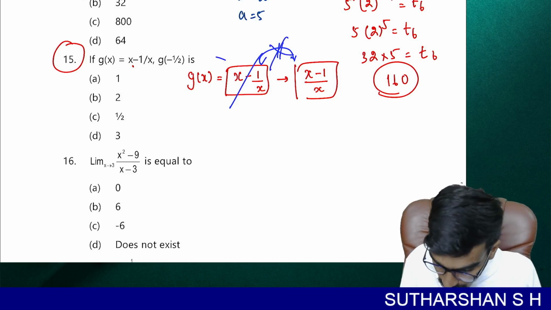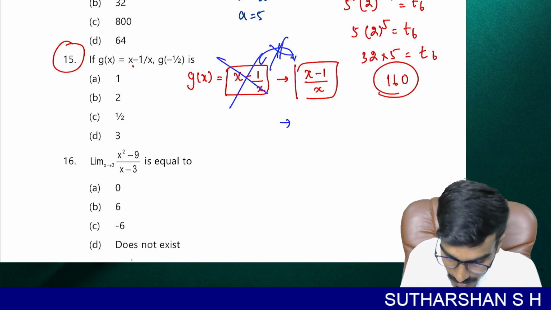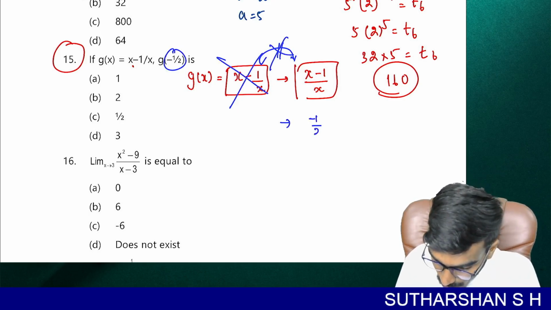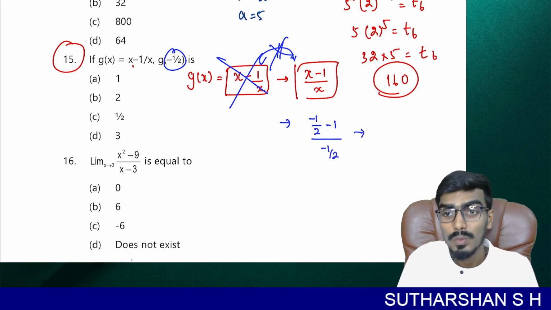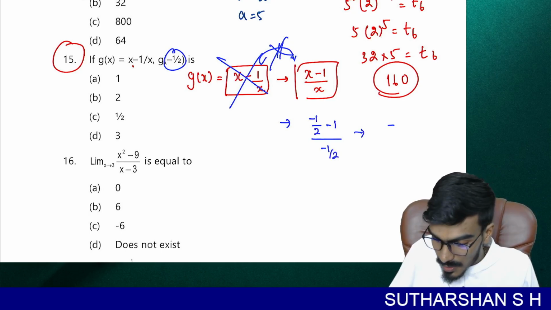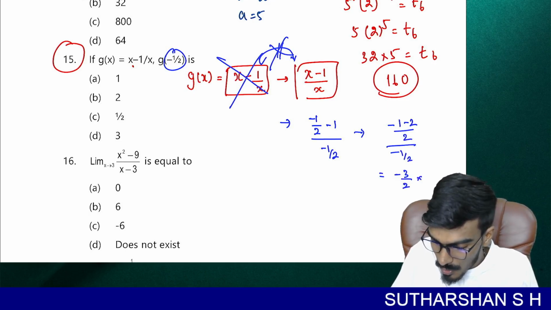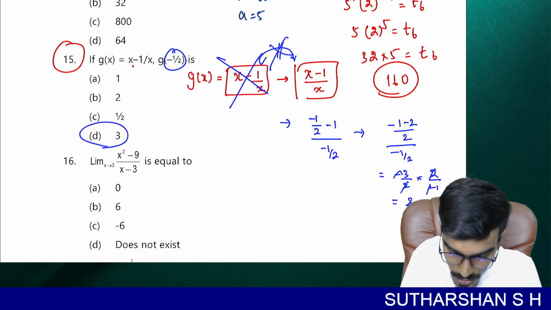Now we will take this to solve. Simply substitute minus 1 by 2 into minus 1 divided by minus 1 by 2, which is equivalent to minus 1 minus 2 divided by 2, divided by minus 1 by 2, which is equivalent to minus 3 by 2 into the reciprocal of minus 1 by 2. Minus minus gets cancelled, 2 gets cancelled, you will get the answer 3. Option D is your answer.